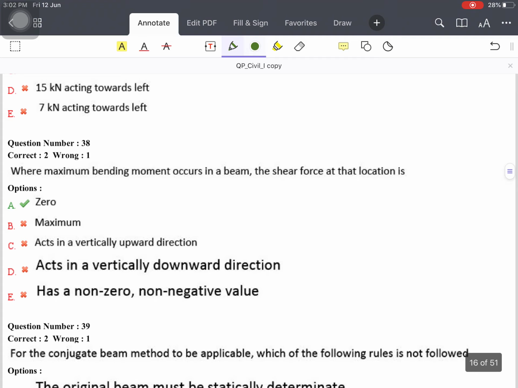Question number 38. Where maximum bending moment occurs in a beam, the shear force at that location is... Where maximum bending moment occurs in a beam, shear force will be 0.